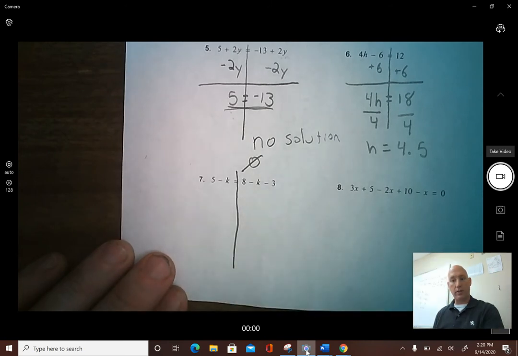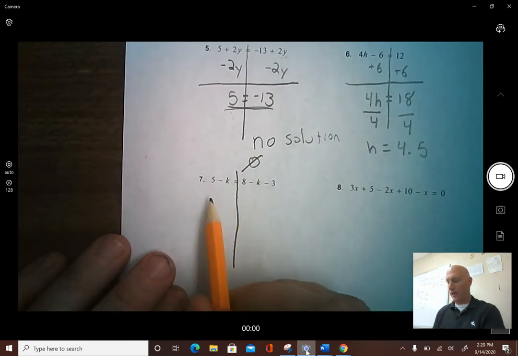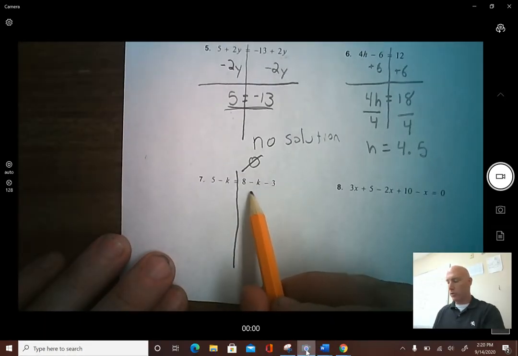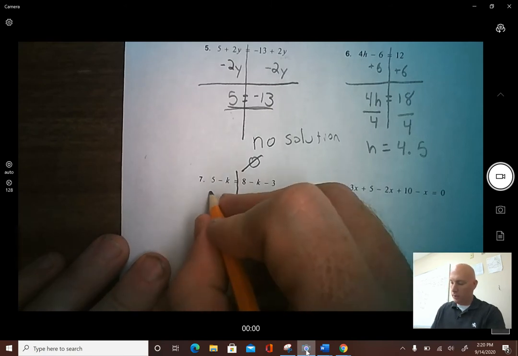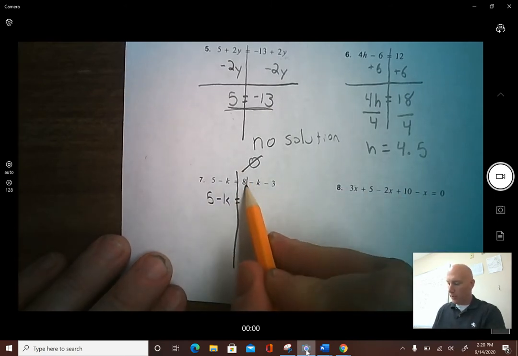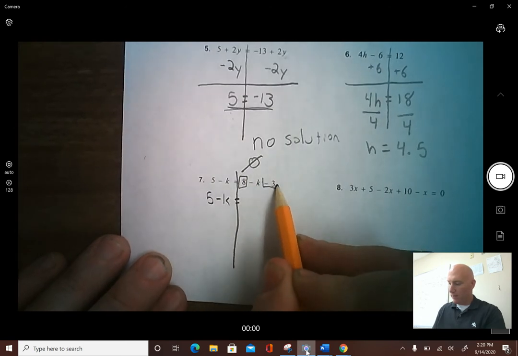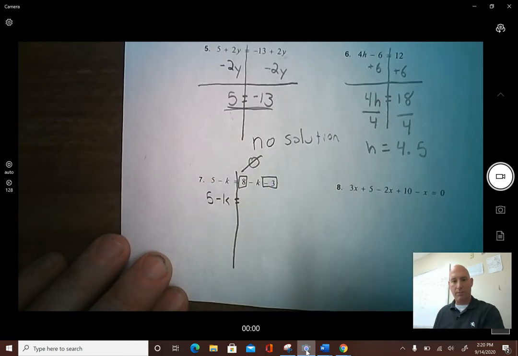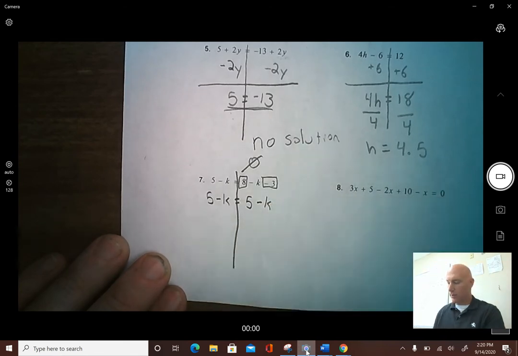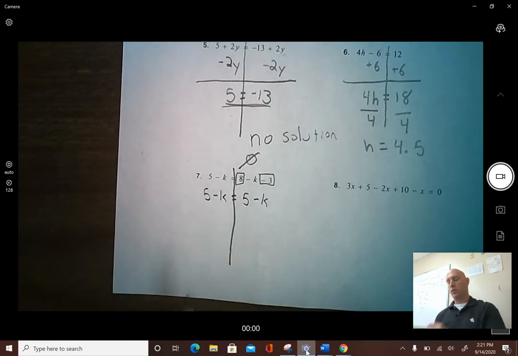No distribution because I don't have any parentheses. I cannot combine a 5 and a k. I cannot combine 8 and k, but now I have a minus 3. So there is something hidden over here. So 5 minus k drops. My like terms here would be a positive 8 and a negative 3. 8 minus 3 is 5 minus k. Some of you guys can see some stuff here, but finish your work. So I'm done with step 1, all the simplification done.